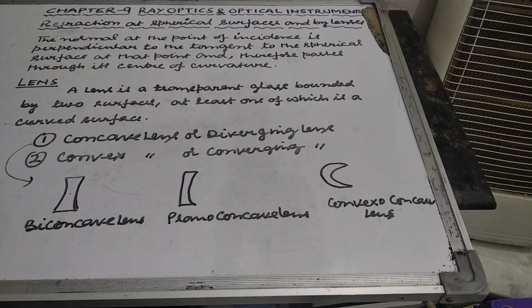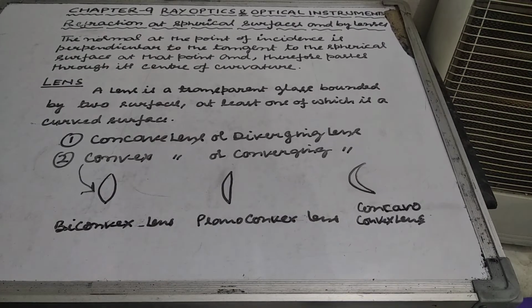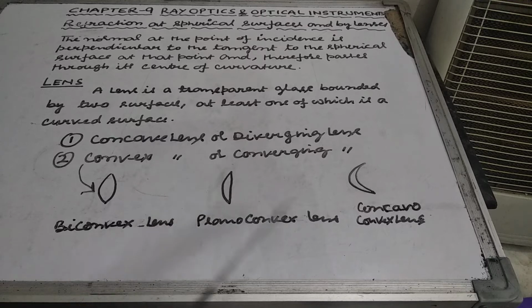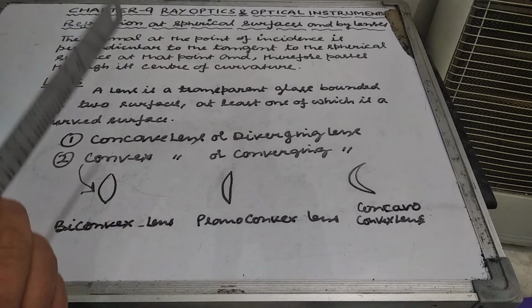There are different types of convex lens. First is the biconvex lens. This is a plano convex lens, plane on one side and convex on the other side. And this is a concavo convex lens.